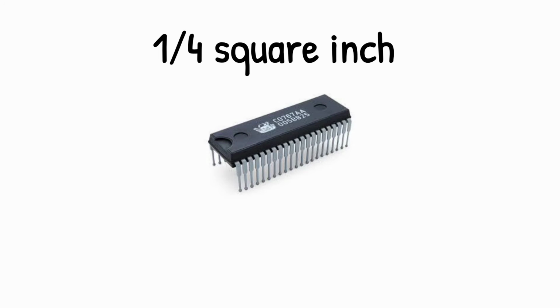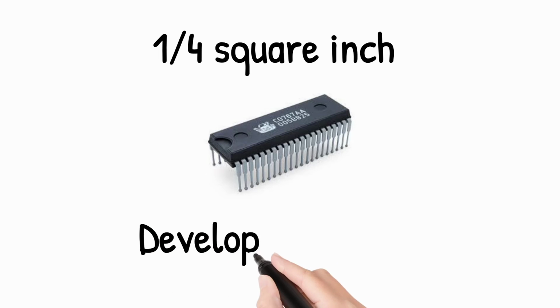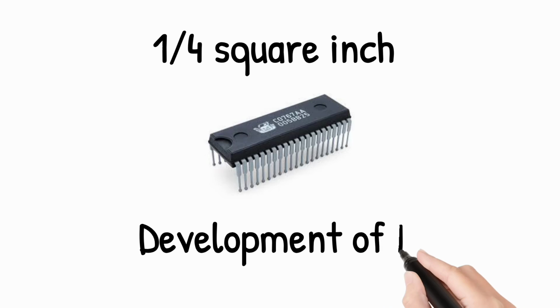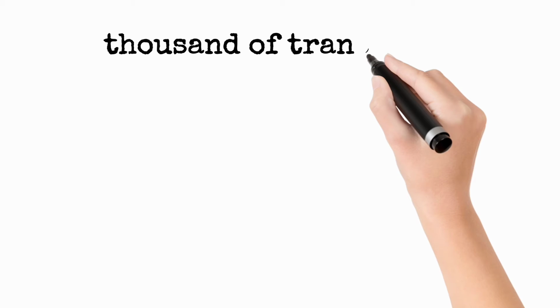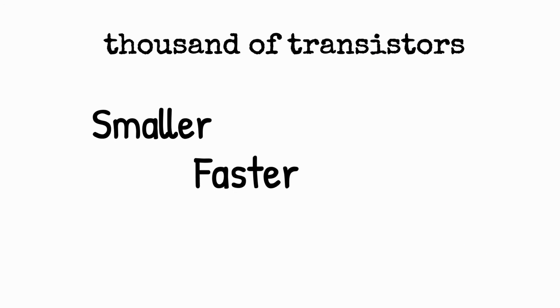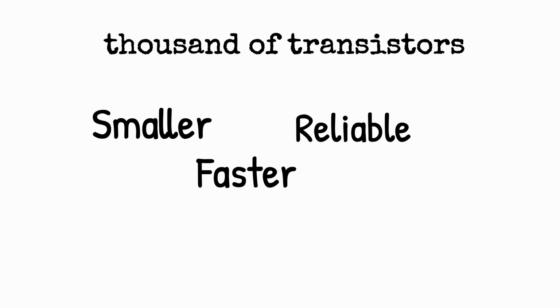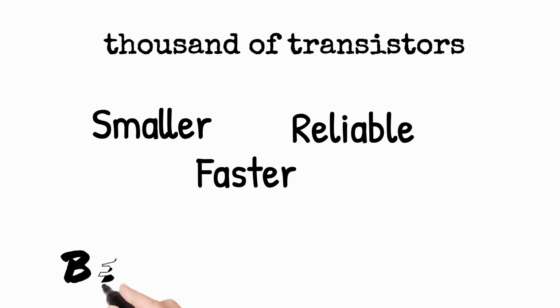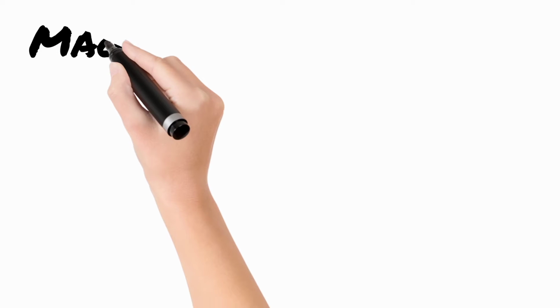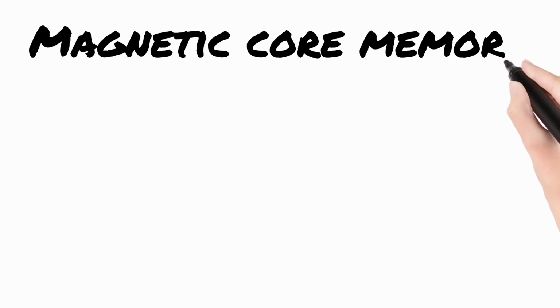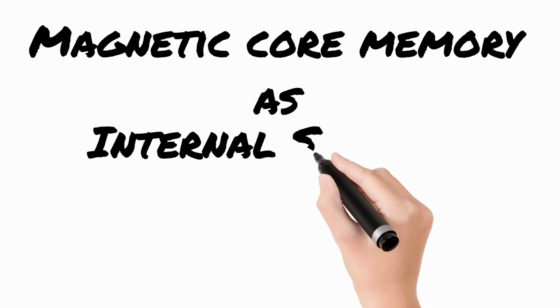The major invention of the third generation of computers was the development of integrated circuits. A single integrated circuit chip contains thousands of transistors. The computer became smaller in size, faster, more reliable, and lower in price, and also became very common in medium to large-scale business. These computers used magnetic core memory as internal storage.